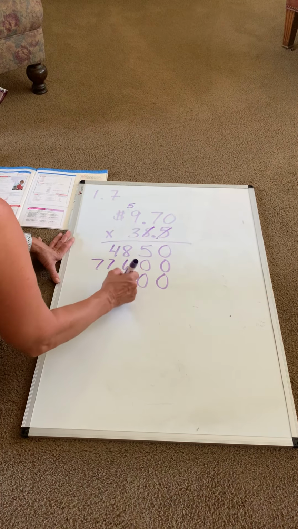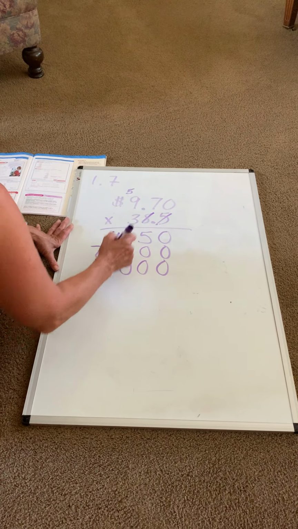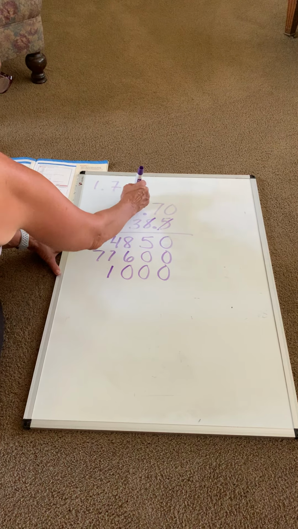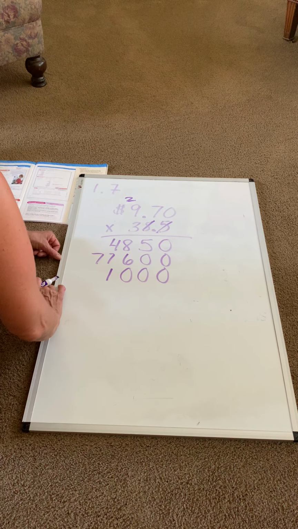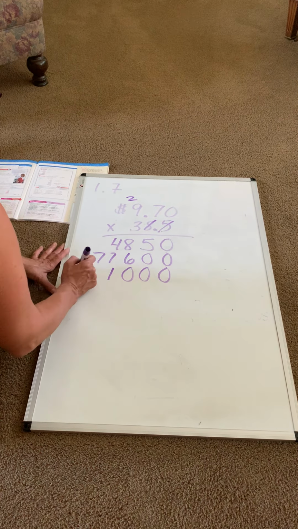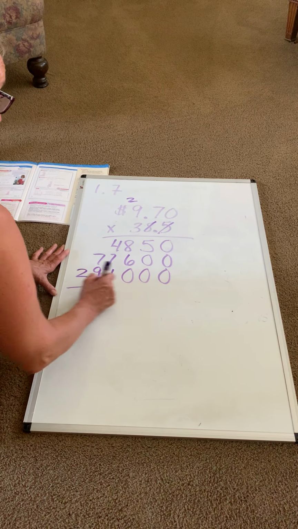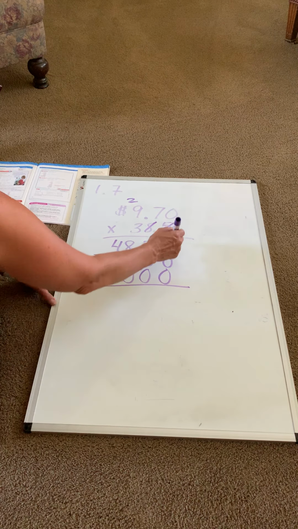3 times 0 is 0. 3 times 7 is 21. Carry the 2. 3 times 9 is 27. Plus 2 is 29. Then you add it up just like any other multiplication problem.